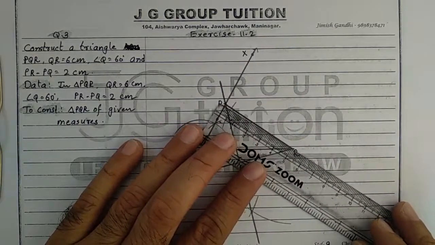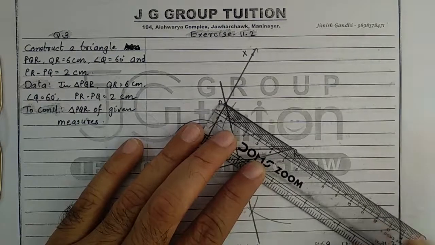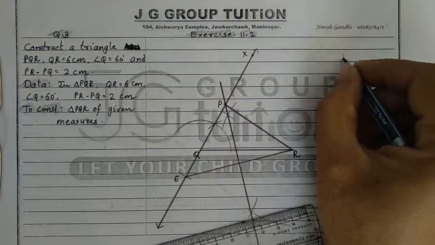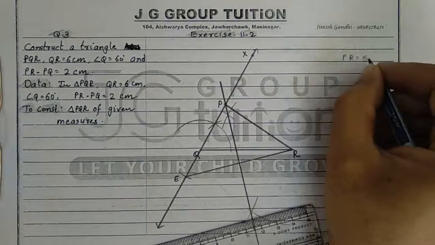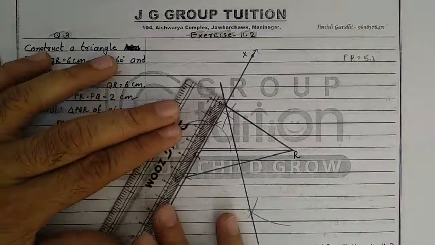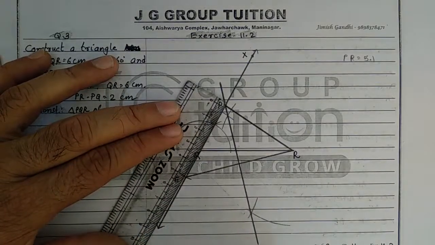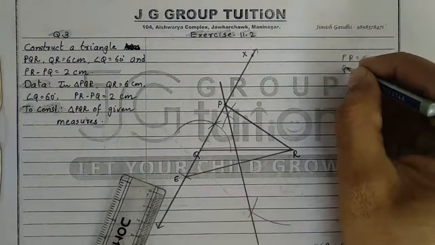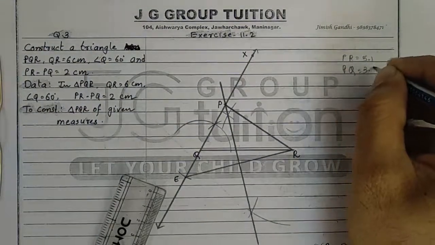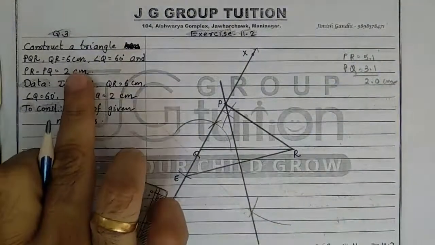We can see here PR is 5.1 centimeter. And let us find out what the length of PQ is. The length of PQ is 3.1. So when we take the difference, we obtain the value of 2 centimeter.